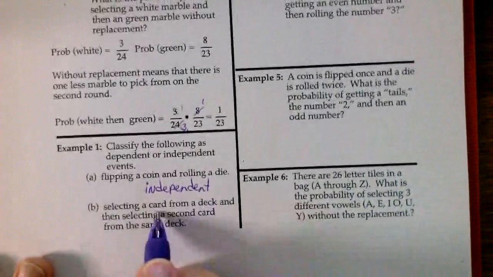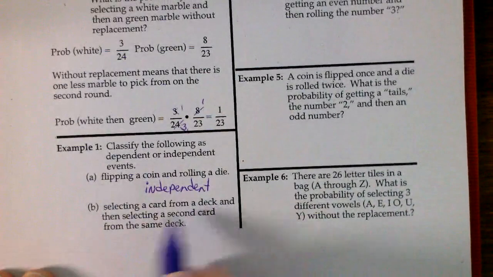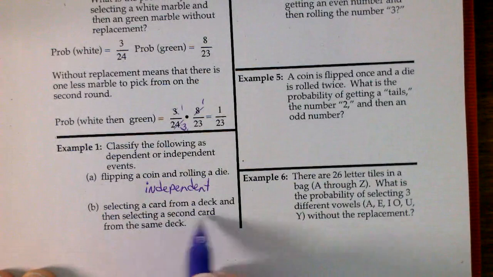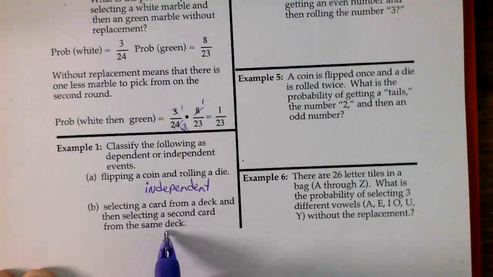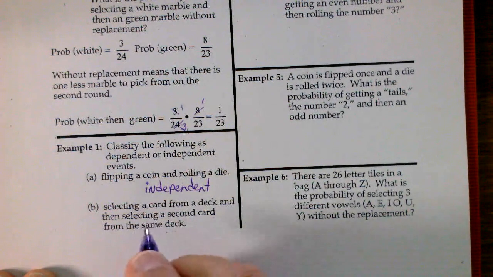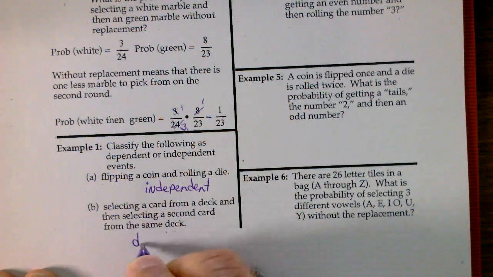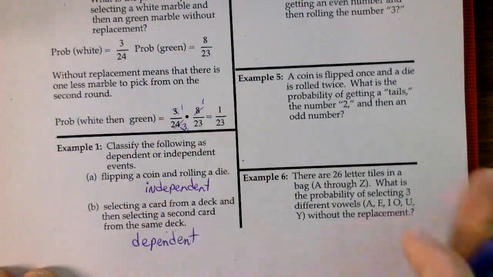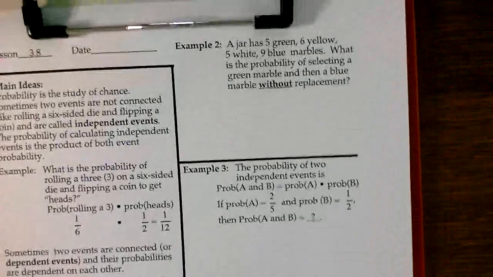Over here, selecting a card from a deck and then selecting a second card from the deck. Well, in this case, it all depends on what I drew the first card and if I put it back or not. So there's some complicated things to look at here. And if I'm not careful, I may be looking at independent or dependent events. But for the most part, one card depends on the other. So we write dependent events.